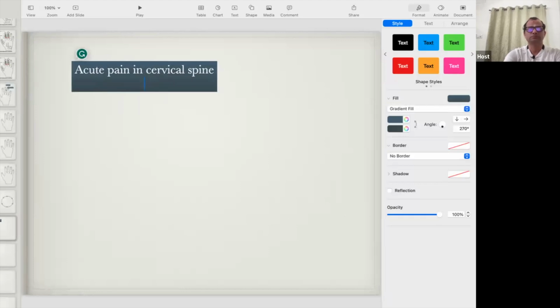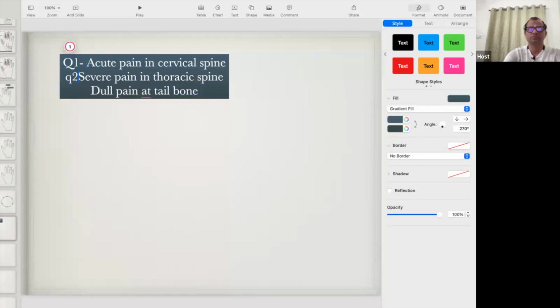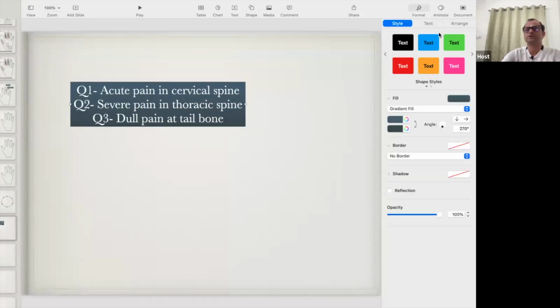Now question number 2, very severe pain in thoracic spine. And question number 3, dull pain at tailbone. 3 questions, right? Question 1, question 2, and question 3. So do this, then we'll discuss these 3 questions and we'll go in the deeper aspect of this treatment.